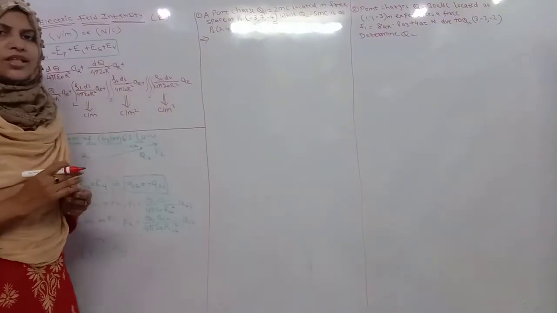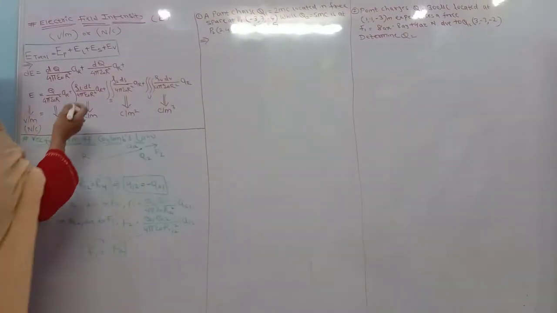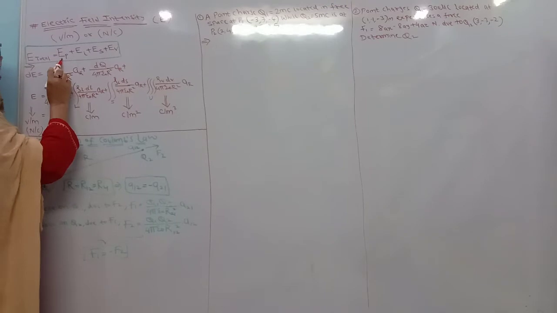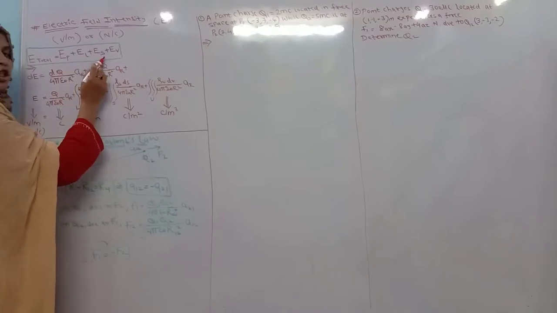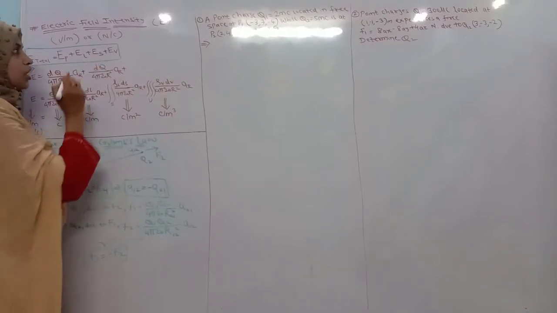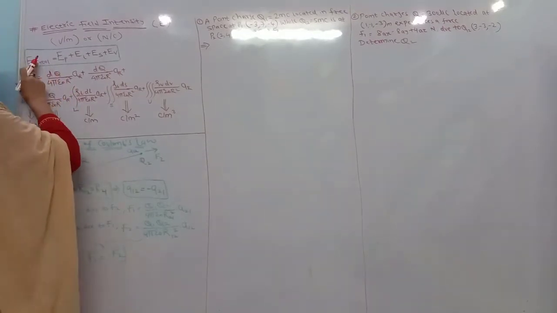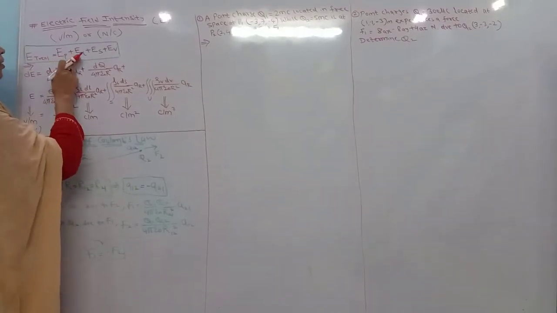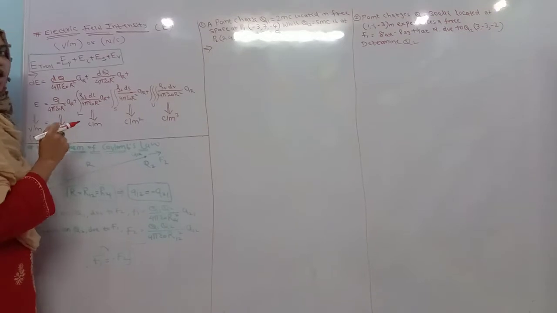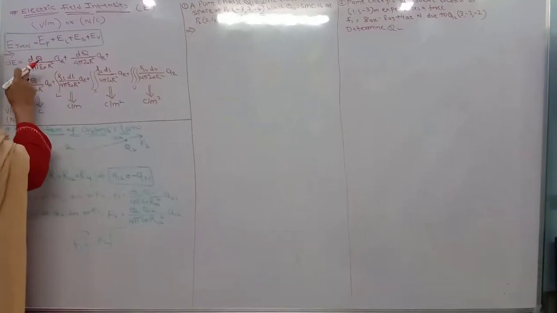So in short, you can say the total electric field intensity can be calculated with respect to the point charge, with respect to the line charge, with respect to the surface charge and with respect to the volume charge. So the notation is E total is equal to EP plus EL plus ES plus EV. How we can calculate that one, we have already seen in the last lecture.